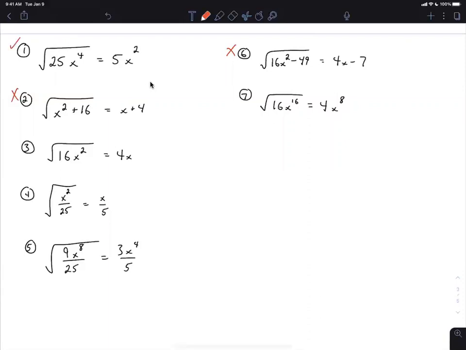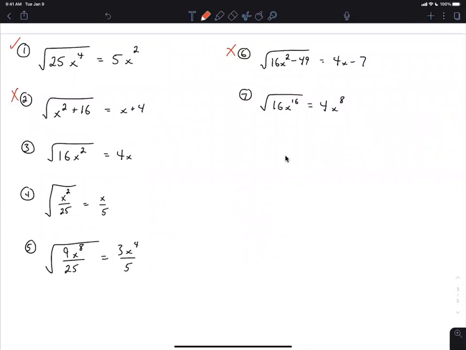So this one's right because the square root of 25 is 5. The square root of x to the 4th is x squared. It turns out that 2 other ones are wrong that are on the screen, but it's more subtle as to why they're wrong. Any idea of those last 3, 4, 5, and 7? 2 of them are right, and 2 of them are wrong, but it's subtle as to why.